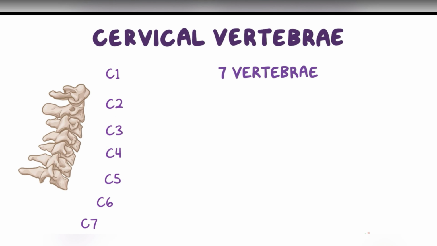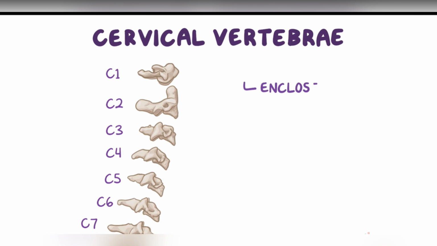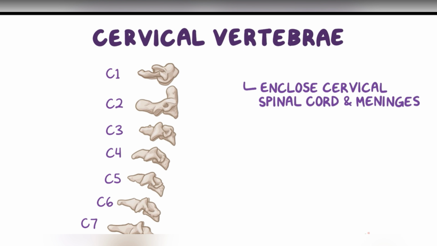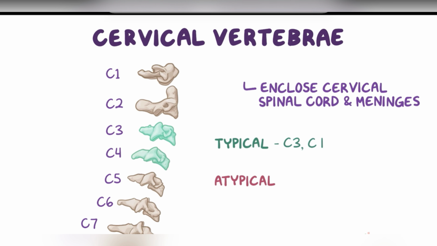Alright, so let's start with the cervical vertebrae, of which there are 7. These are the smallest vertebrae, and they form the cervical region of the vertebral column, enclosing the cervical spinal cord and meninges. Cervical vertebrae can be typical or atypical, and when it comes to the cervical column, the typical vertebrae are C3, C4, C5, and C6, while the atypical vertebrae are C1, C2, and C7.